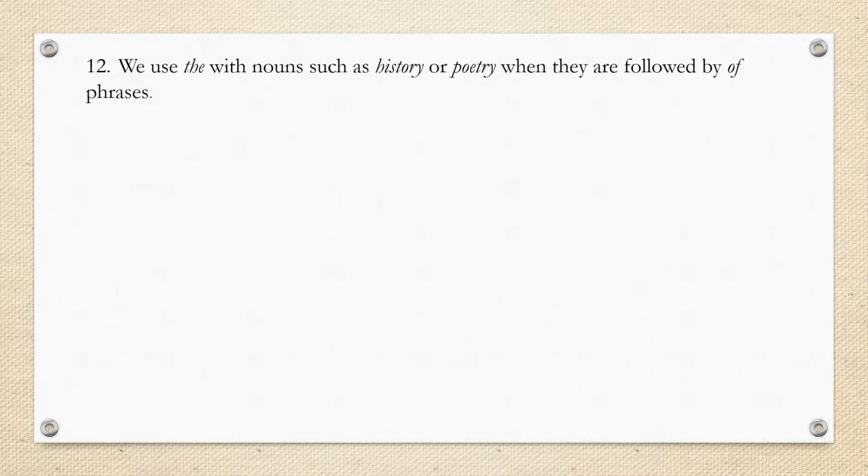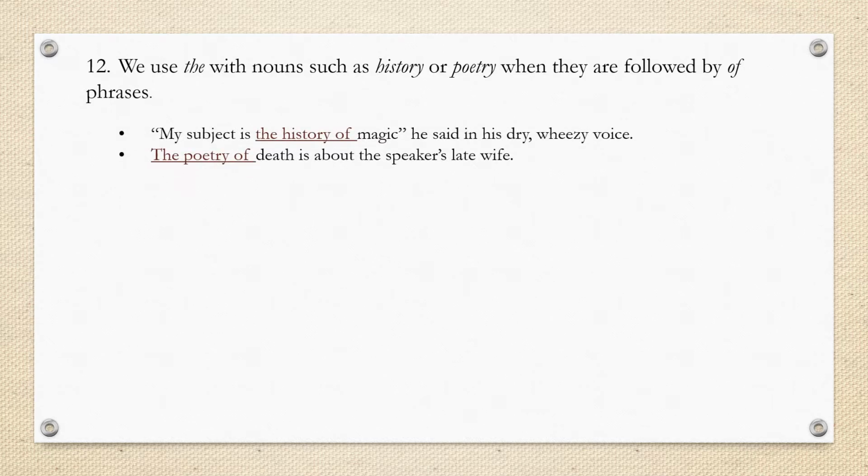We use the with nouns such as history or poetry when they are followed by of phrases. My subject is the history of magic, he said in his dry, wheezy voice. The poetry of death is about the speaker's late wife. Both history and poetry have the article before them because they are followed by an of phrase.